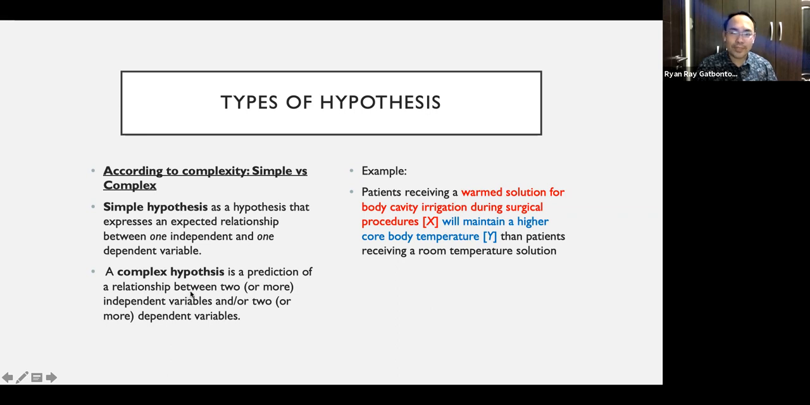When we talk of a complex hypothesis, this is a prediction of a relationship between two or more independent variables or two or more dependent variables. If you state this hypothesis with two independent variables, that already makes it a complex hypothesis. Likewise, if you add another dependent variable in this particular example, that will already make it a complex hypothesis.